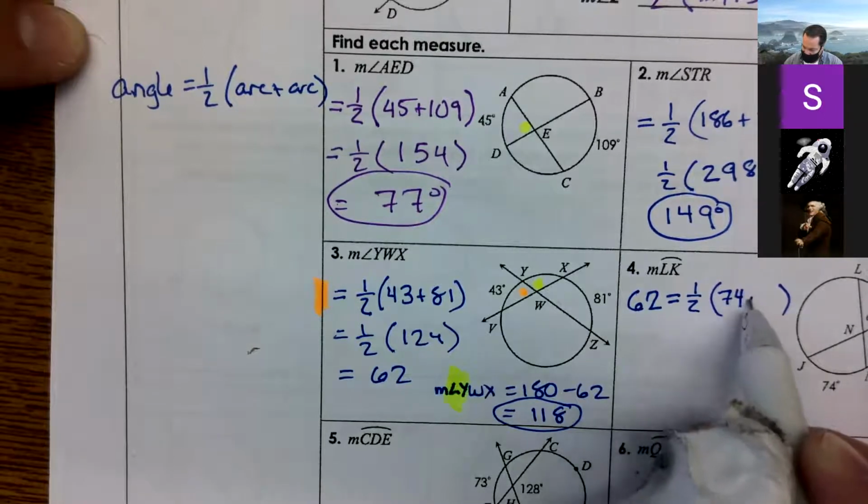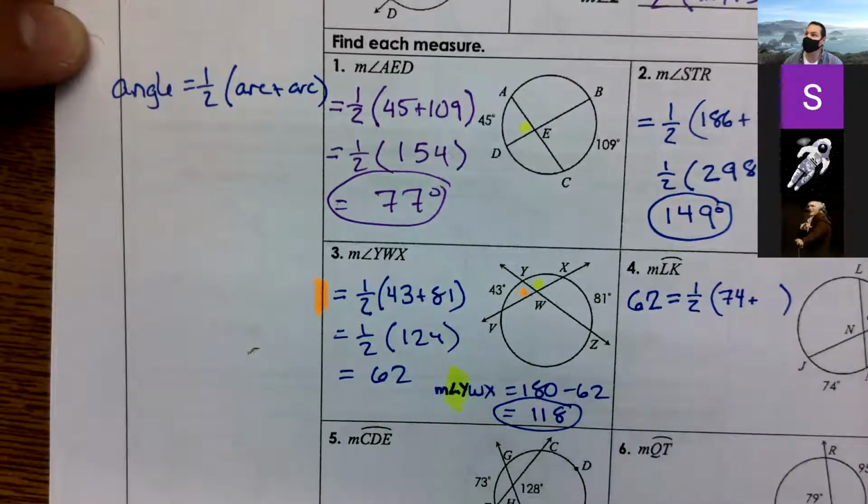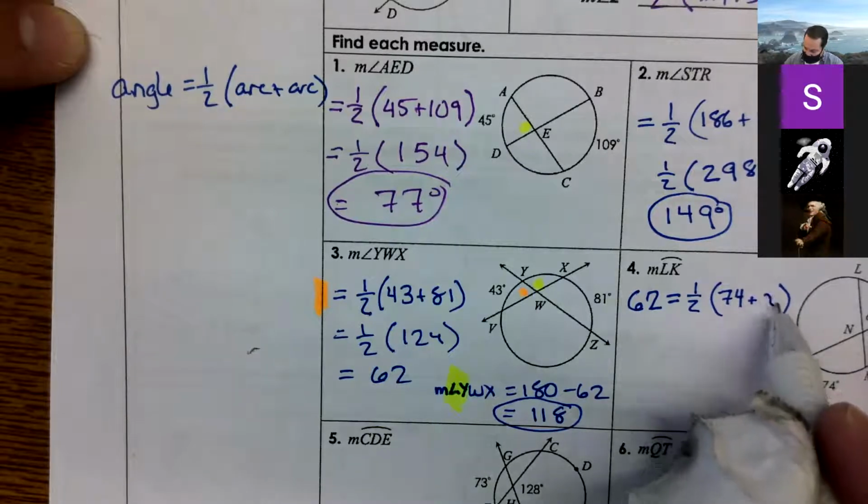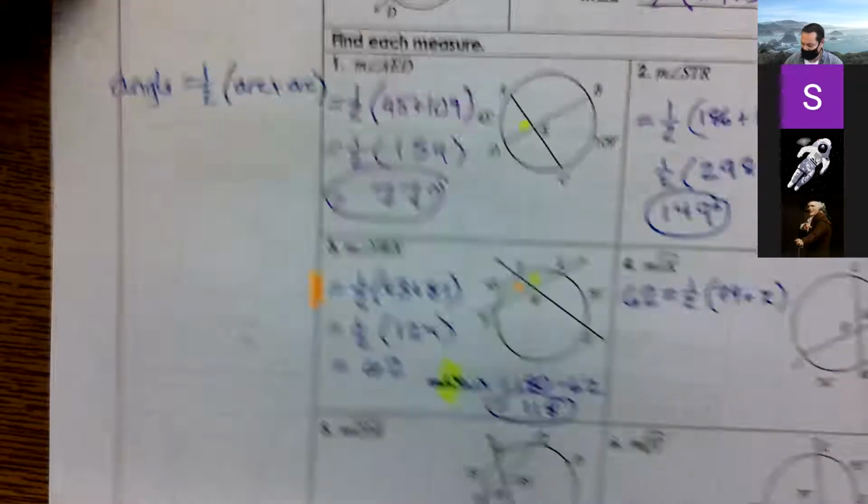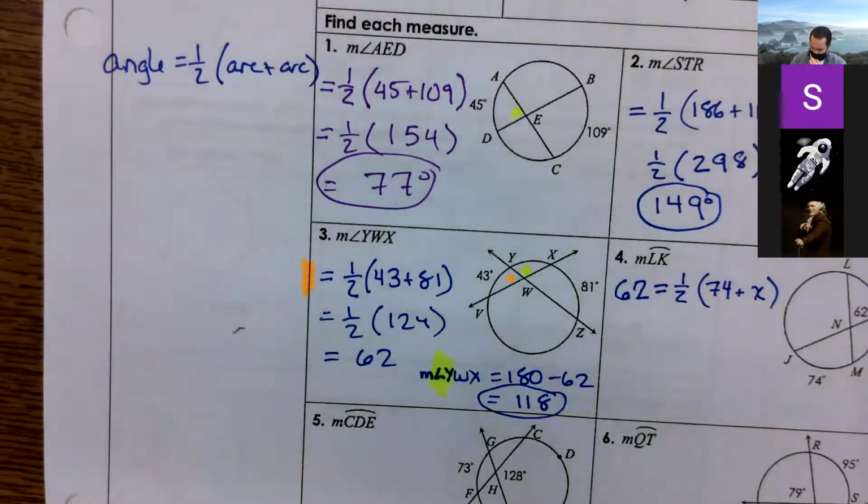What should I put for the other arc? X. We don't know what that is. And so now I have to solve this. There's a couple ways we could go about it. One way would be to distribute that 1/2, but then you get 1/2 of an X, and that just seems unnecessarily challenging. So what's the easier way?